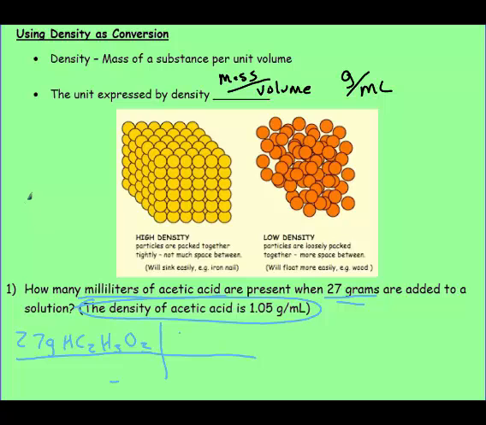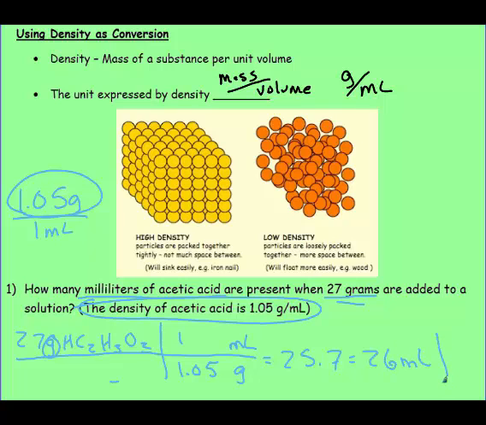So density, it says that we have 1.05 grams for every 1 milliliter. Well, I have grams here, so I've got to put grams on the bottom, milliliters on top. 1.05 goes with grams, and 1 goes with milliliters. So in this case, I would divide, and then in proper sig figs, we would have 26 milliliters.